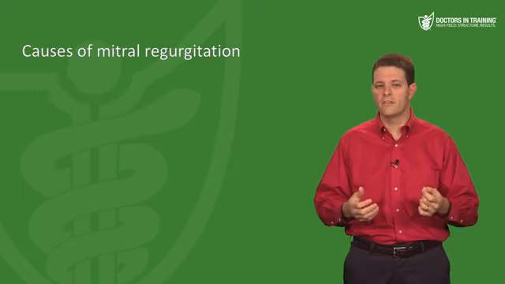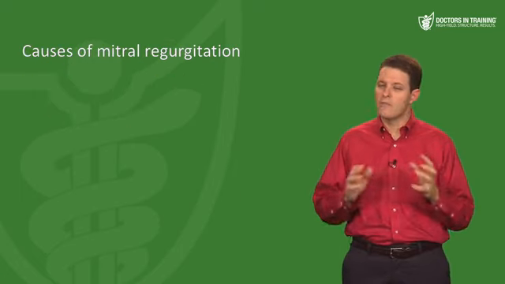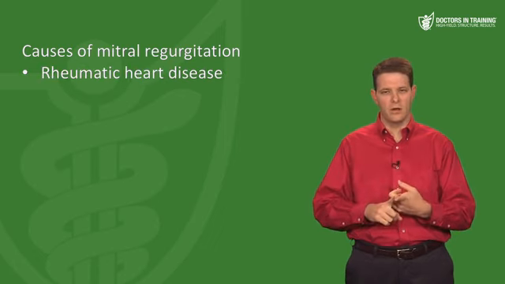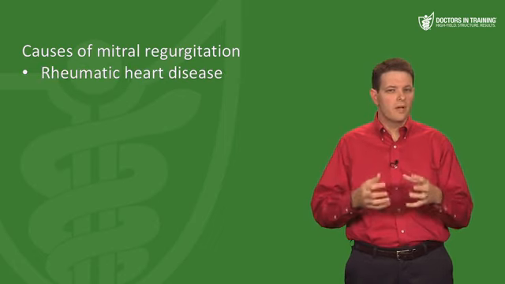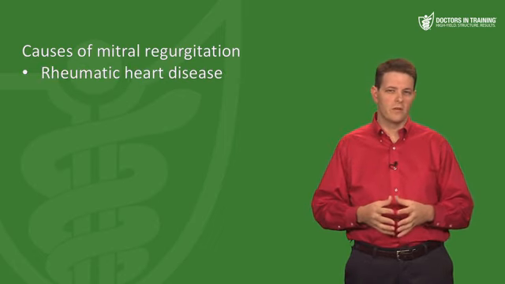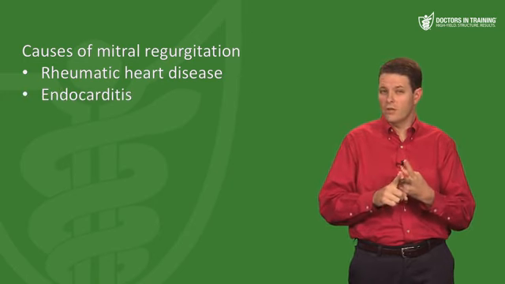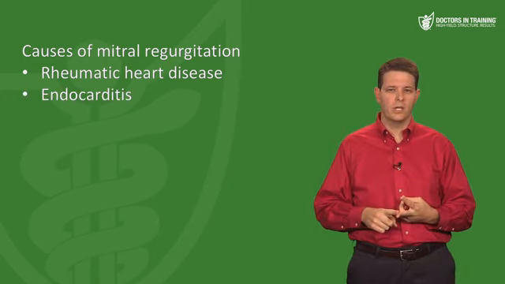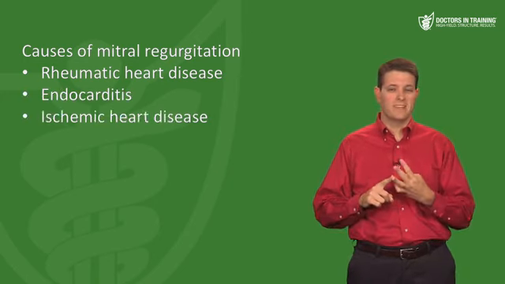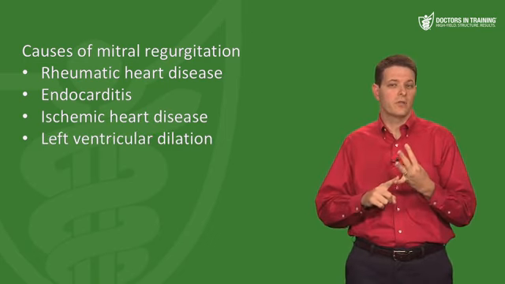Now, what are the causes of mitral regurgitation? Well, by far the most common cause is rheumatic heart disease. The valve that's most commonly affected by rheumatic fever is the mitral valve. Endocarditis can also damage the valve and cause some mitral regurgitation. Mitral regurg can be due to ischemic heart disease or left ventricular dilation.